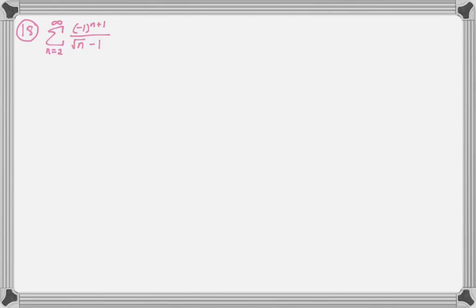So the sum from 2 to infinity, so we're not starting at 0, we're not starting at 1, we're starting at 2 because of that denominator there. So 2 to infinity of negative 1 to the n plus 1 over radical n minus 1. This is like a classic alternating series, so I'm just going to write it down. This definitely converges.